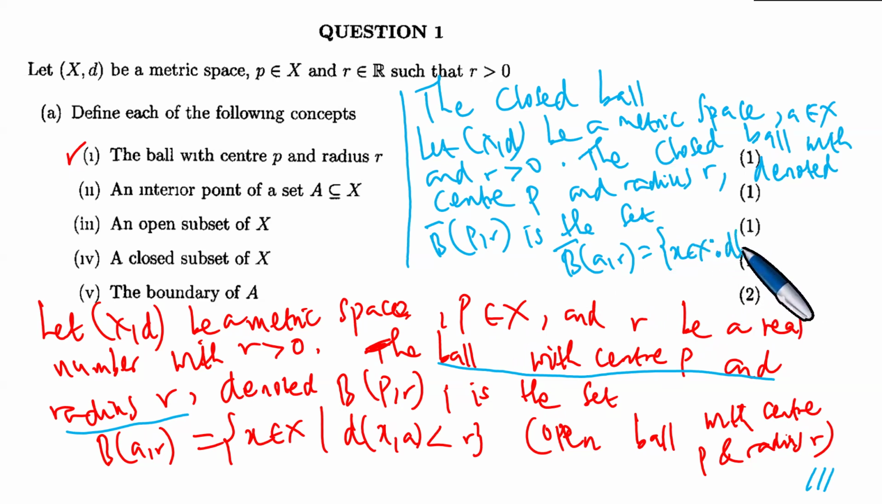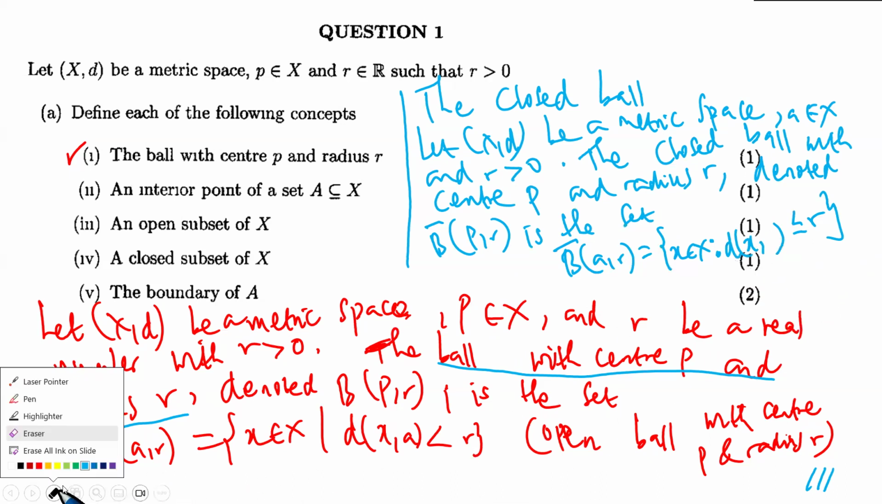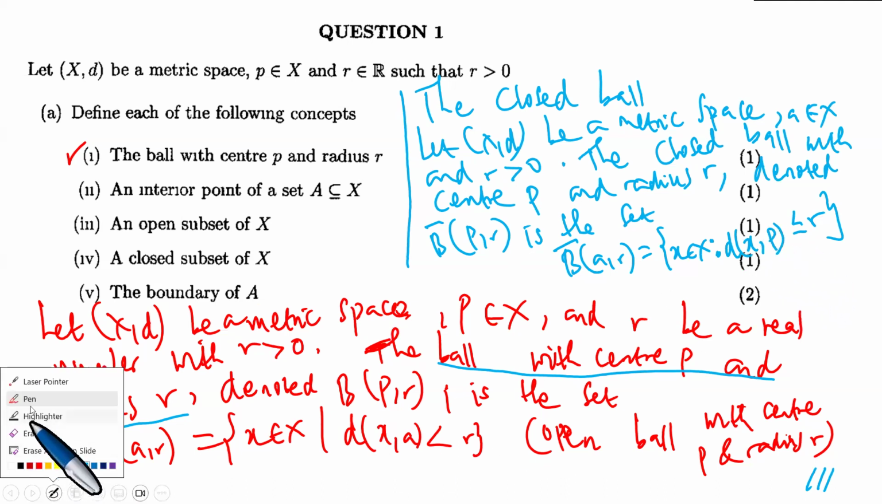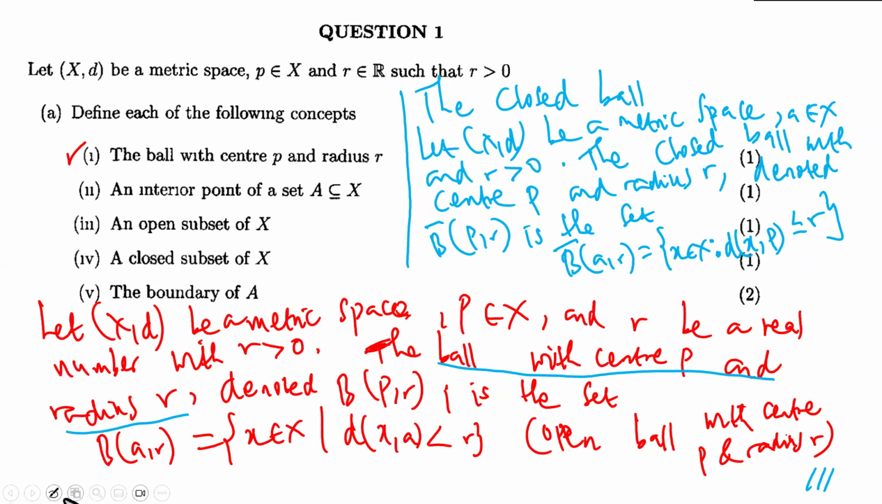Which is the distance of AR. Okay, so this one is going to be X, P, and then it's going to be B of P, R, because the center we called P and the radius is called R.